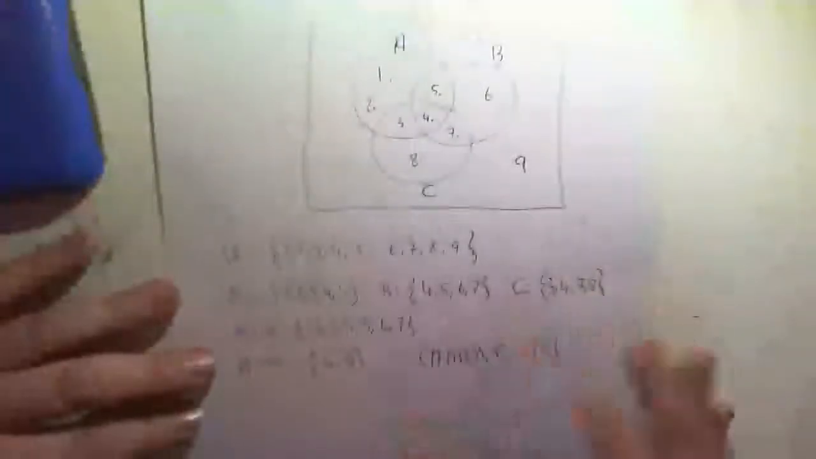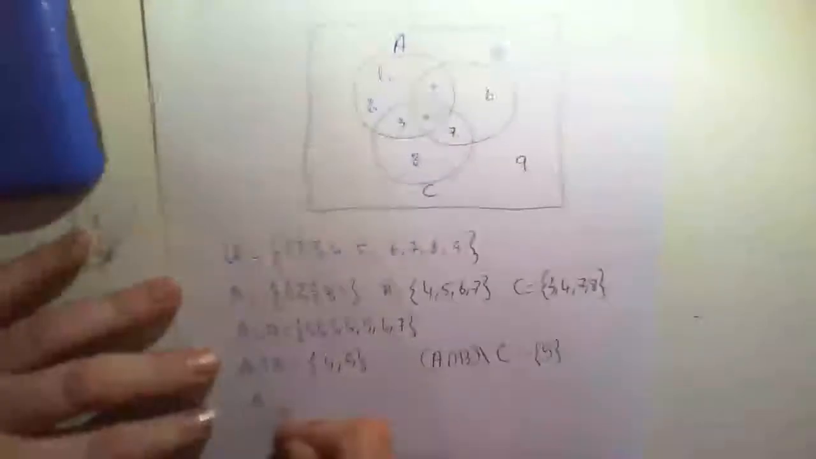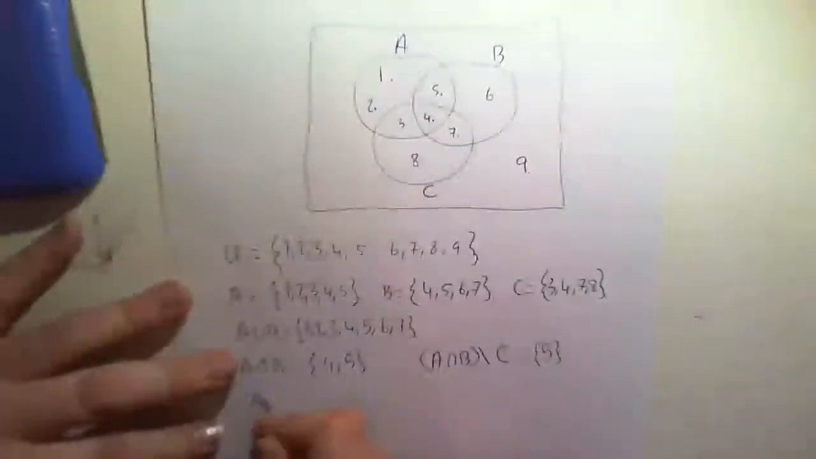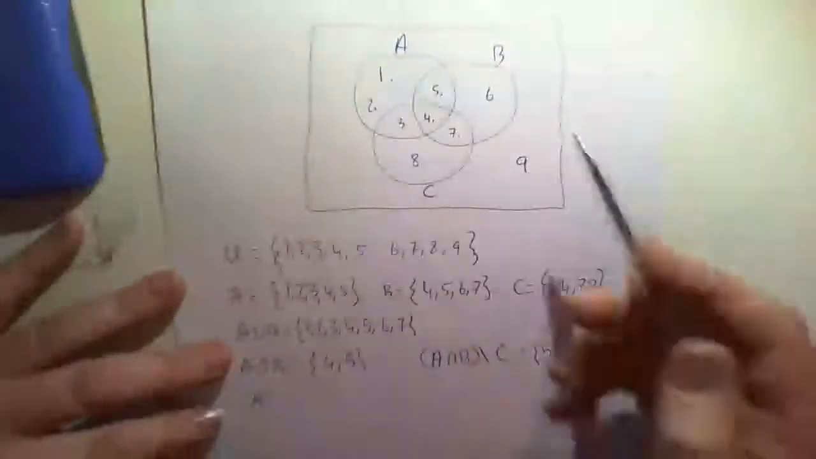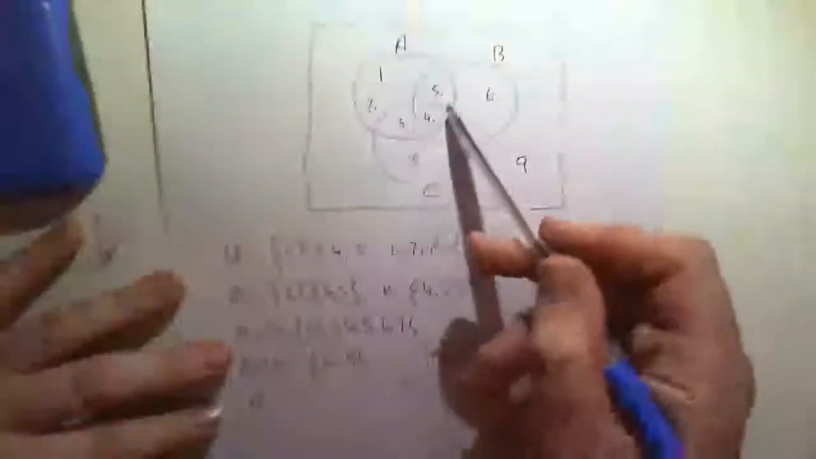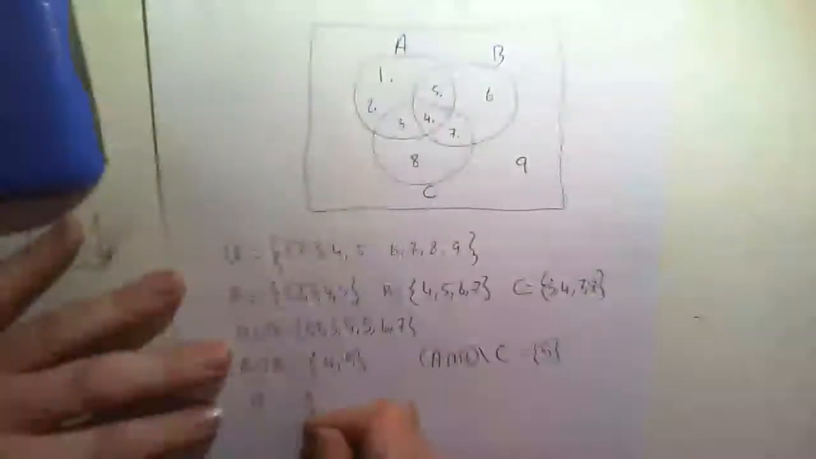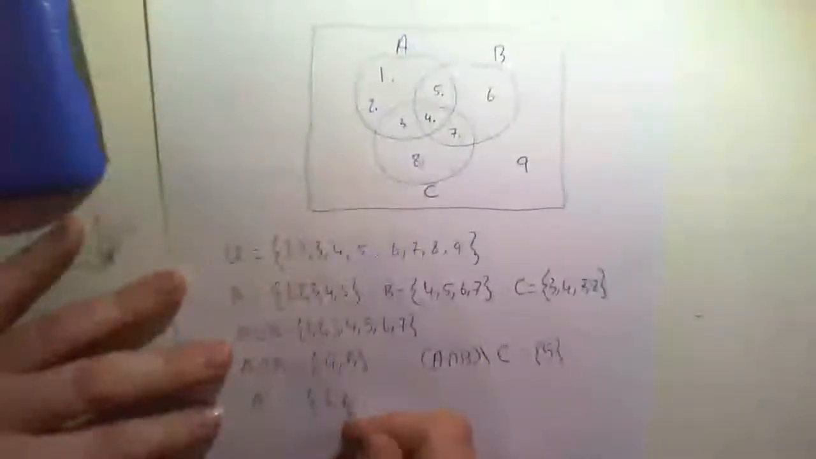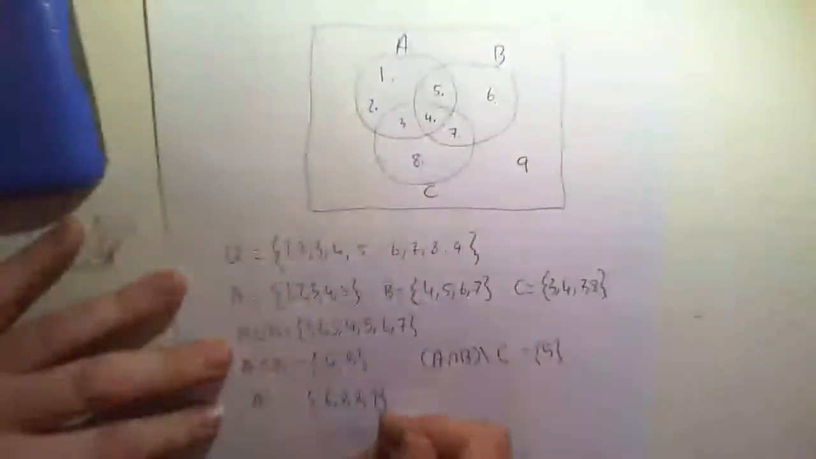Similarly, if I wanted to do not A, in other words, A complement, then it would be everything that's not in that circle. See it there? That whole big circle. So that would be 6, 7, 8, and 9.